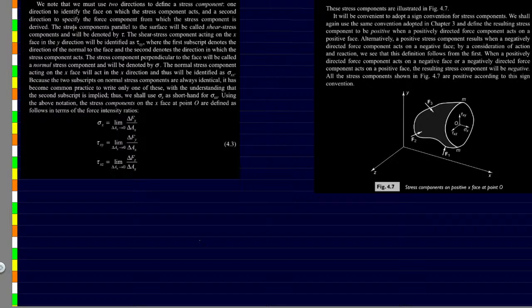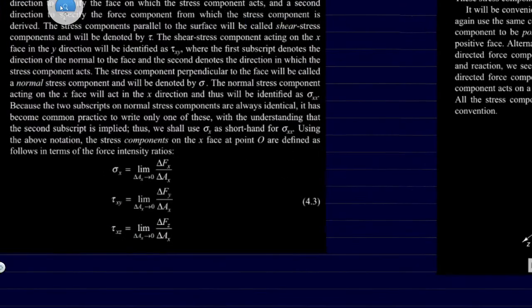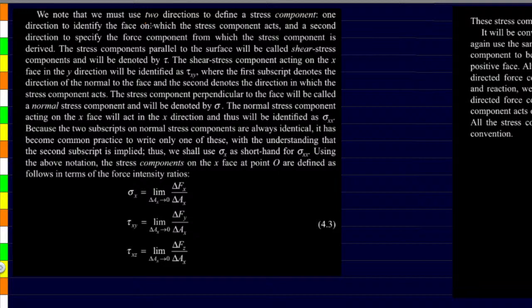So continuing from yesterday's place, we have this over here. We know that we must use two directions to define a stress component. One direction to identify the face on which the stress component acts, and the second direction to specify the force component from which the stress component is derived. So the stress component parallel to the surface will be called shear stress. So that's what I was telling. If the force is acting in a particular direction, and we take the same area over here, then this is going to be called the direct stress or longitudinal stress.